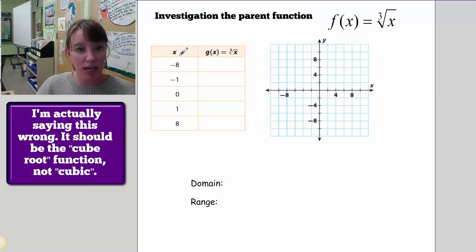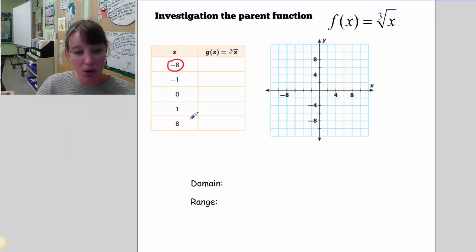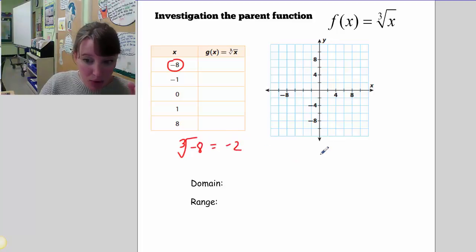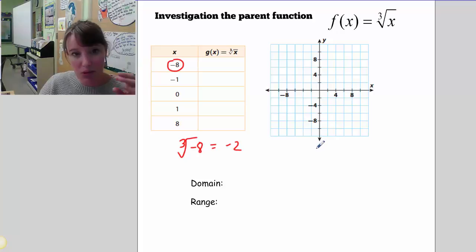So essentially we're taking the input x and asking ourselves what number, when we represent it 3 times as a factor, multiplies out to negative 8? So the cube root of negative 8 is going to be negative 2. Now unlike the square root function, which only takes in positive numbers, the cube root function takes in negative numbers. And we've seen this before at the very beginning of the year.